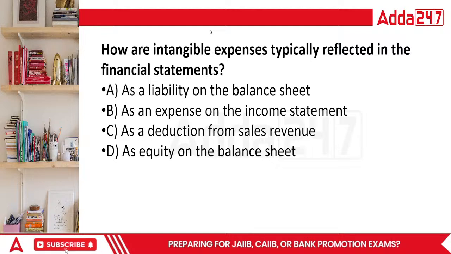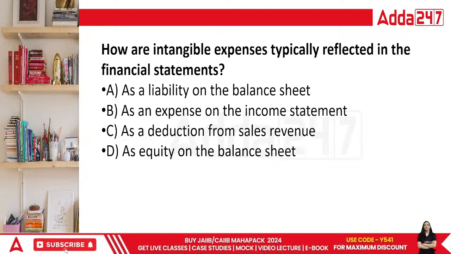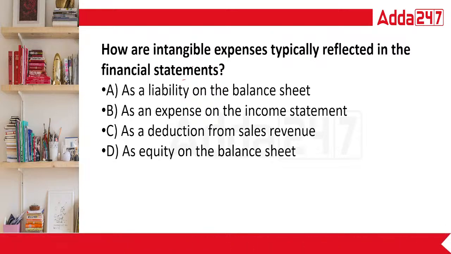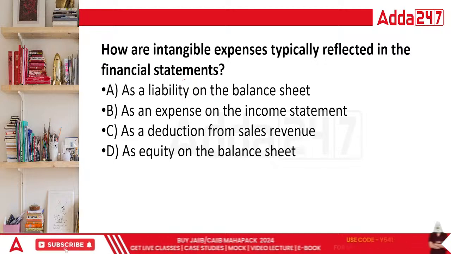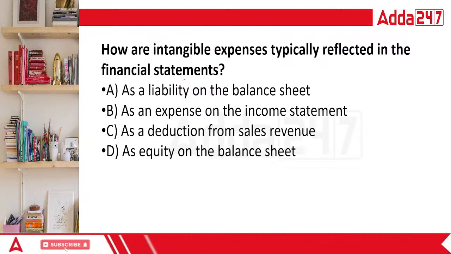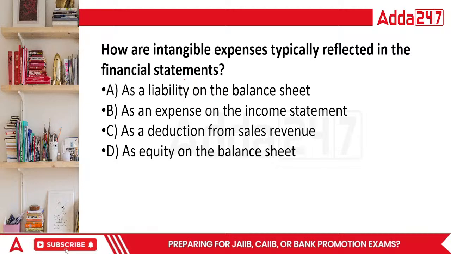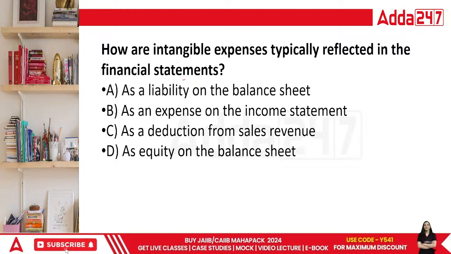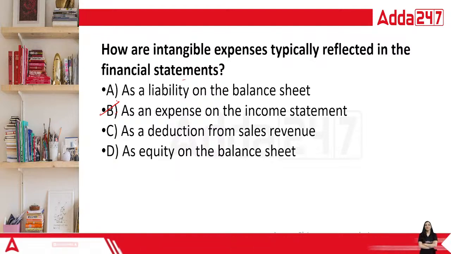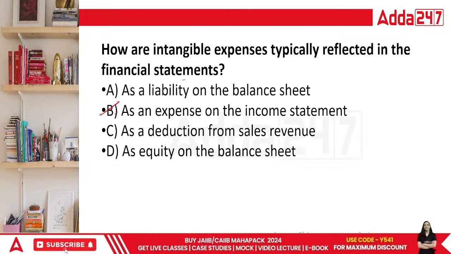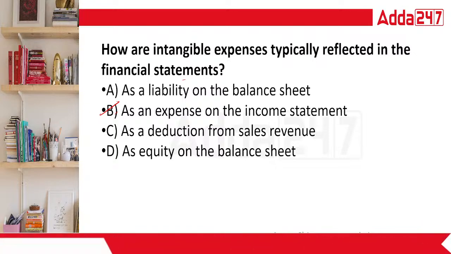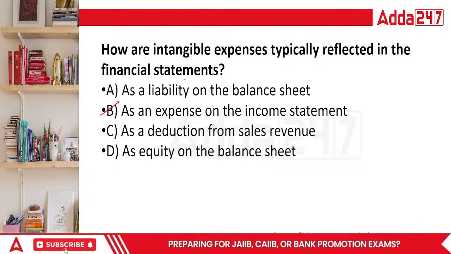So in this case, where would it be? For example, preliminary expenses, the expenses that we book for the current year, are a part of the income statement. So in this case, the answer is B. A reduction from the sales revenue is not a part of it, because we are talking about expenses. If we make an asset, then it will go to the balance sheet.